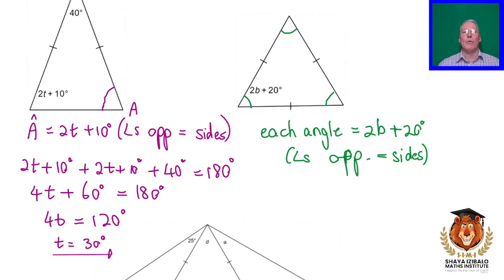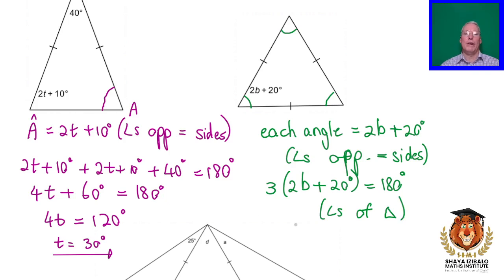All right. So what we know is that each of them must be 60 degrees. So we could do one of two things. We could either add them all up and say 3 lots of 2b plus 20 degrees must be 180 degrees, angles of triangle. Now we've got a choice. We could divide both sides by 3, or we could distribute the 3 into the bracket.